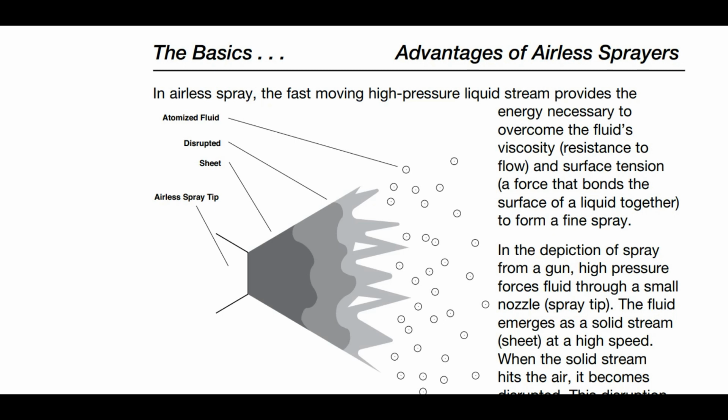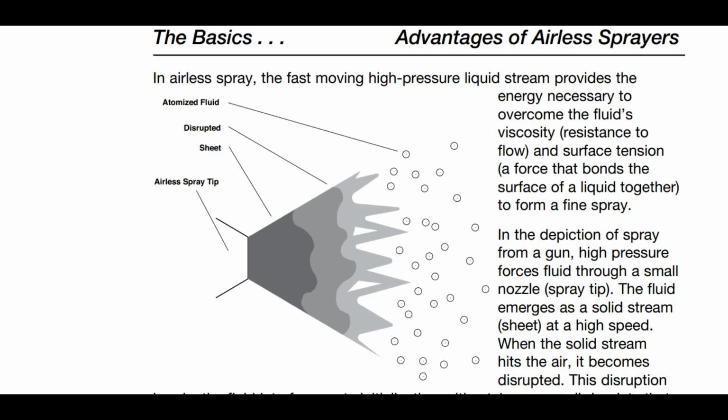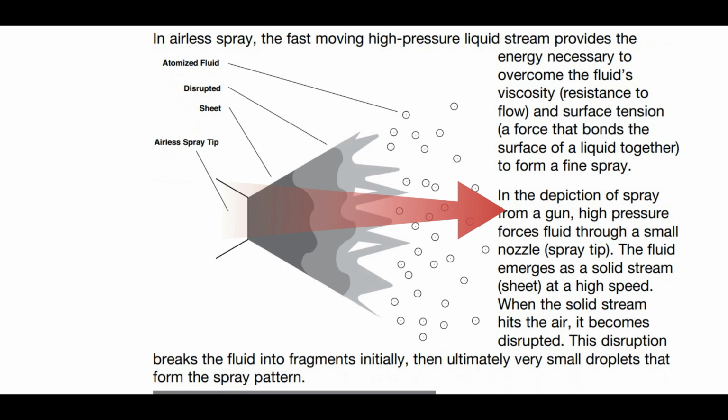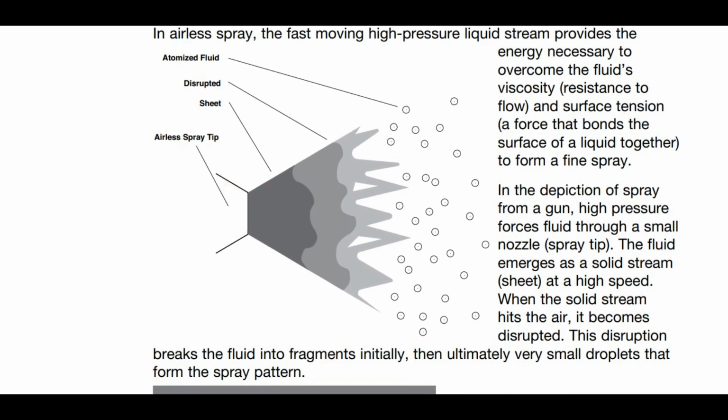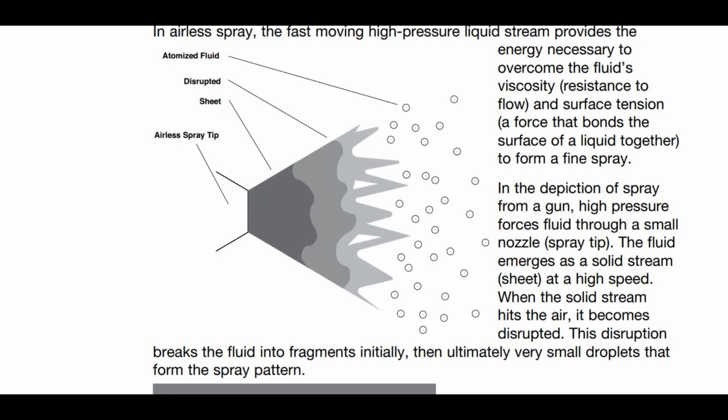In the dissipation of spray from the gun, high pressure forces fluid through a small nozzle called a spray tip. The fluid emerges as a solid stream at a high speed. When the solid stream hits the air, it becomes disrupted. The disruption breaks the fluid into fragments initially, then ultimately very small droplets that form a spray pattern.